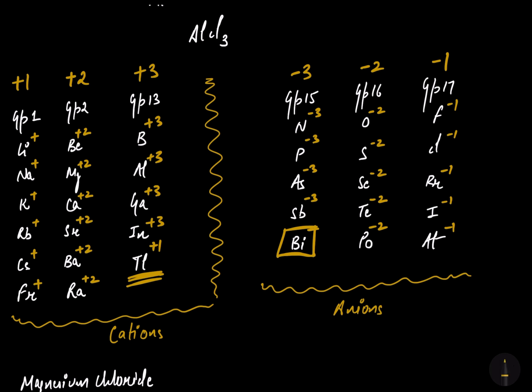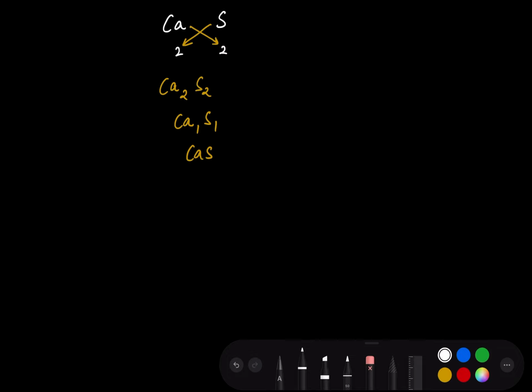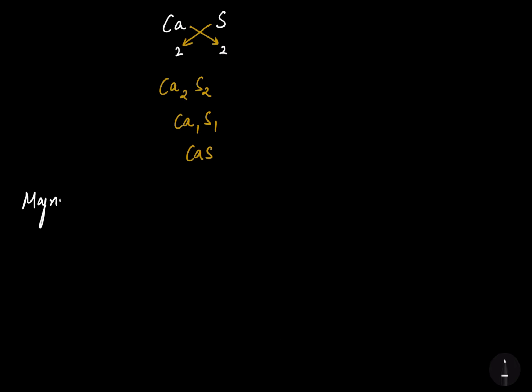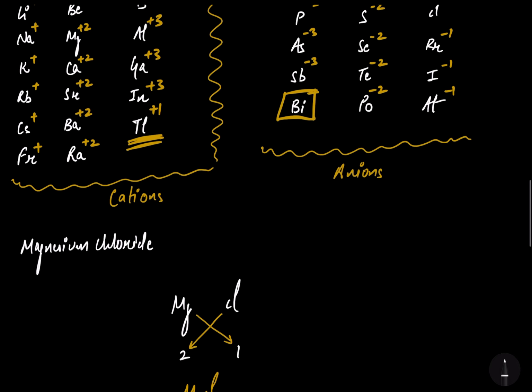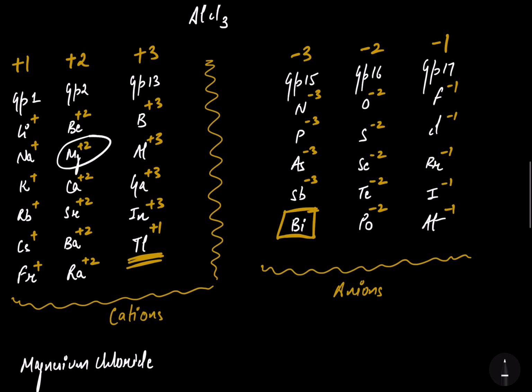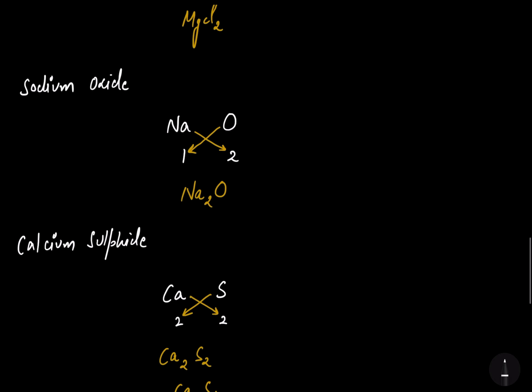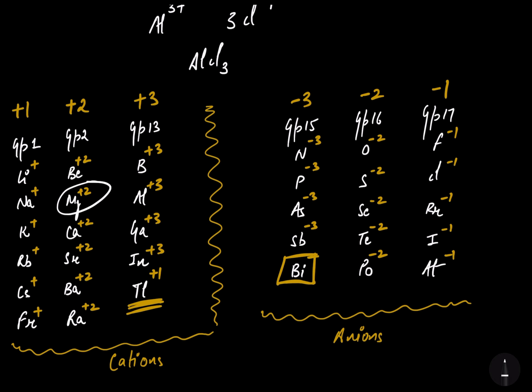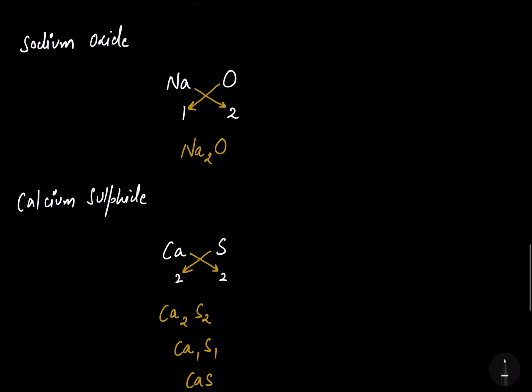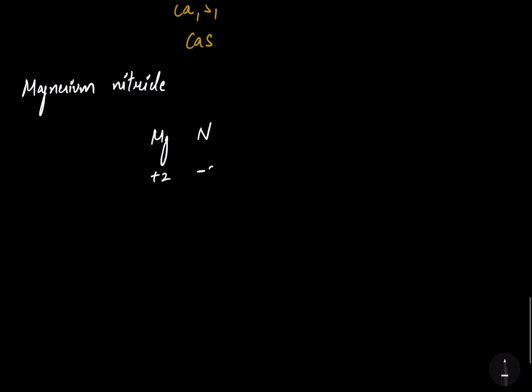Now let's talk about magnesium nitride. Now I'm taking the last example. Let me take magnesium nitride. So what's the symbol for magnesium? It's Mg. What's the symbol for nitrogen? It's N. Now what's the oxidation state of magnesium? It's +2. So I'm writing +2 over here. What's the oxidation state for nitrogen? It's -3. So we are writing -3 over here.